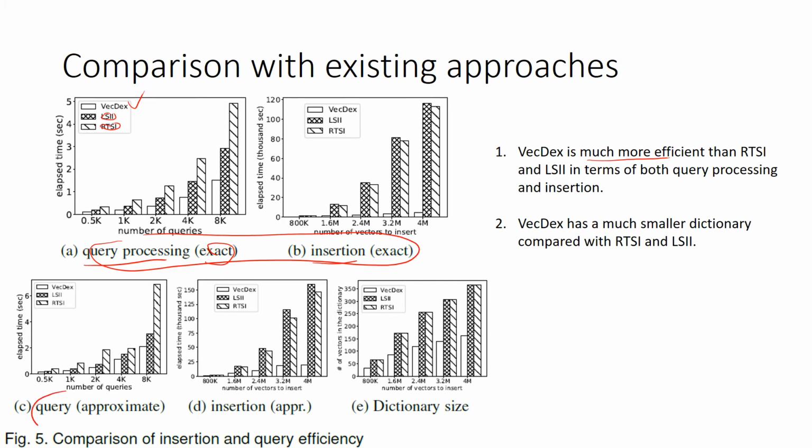And if we consider the fuzzy inverted list approach, we also have similar observations. Vecdex consistently outperforms other techniques. And we also measure the dictionary size. As we can see, Vecdex has a much smaller dictionary compared with RTSI and LSII.